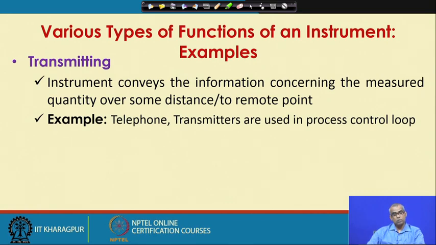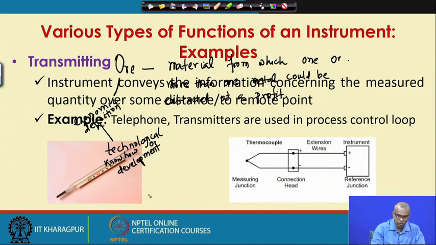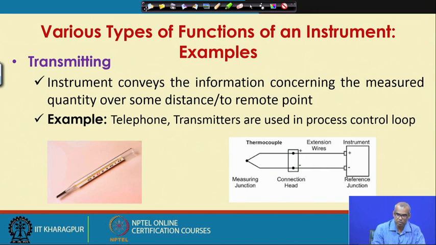So, the transmitting function is conveying the information concerning the measured quantity over some distance. A homely example is the telephone. The telephone transmits data. Transmitters are used in the process control loop. So, you have an example of two temperature measuring instruments here.